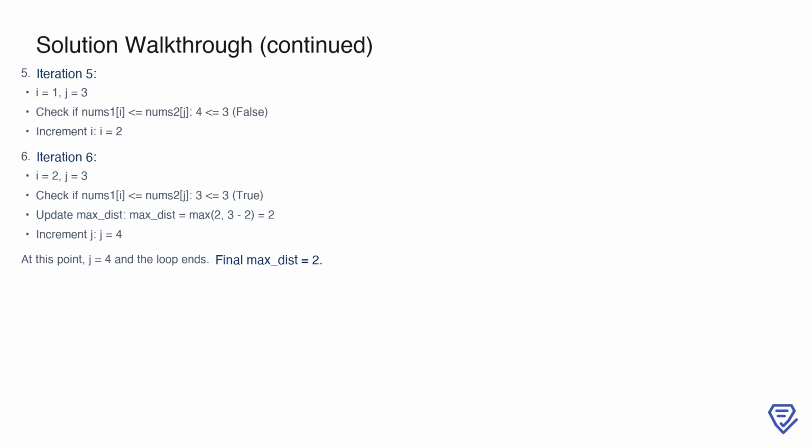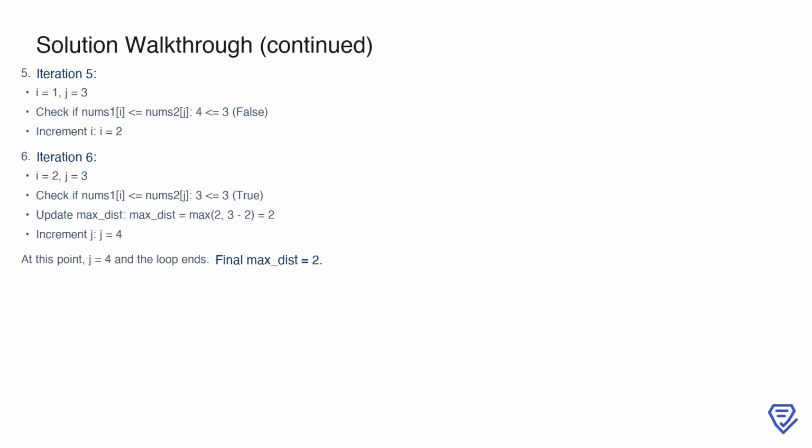In the sixth iteration, i is now 2 and j is still 3. We compare nums1[2] and nums2[3], which are 3 and 3. This time, the condition is true because 3 is equal to 3. We calculate max_dist as the maximum of the current max_dist 2 and j-i, which is 1. Max_dist remains 2. We then increment j to 4. At this point, j is 4 and the loop terminates. The final value of max_dist for this example is 2.